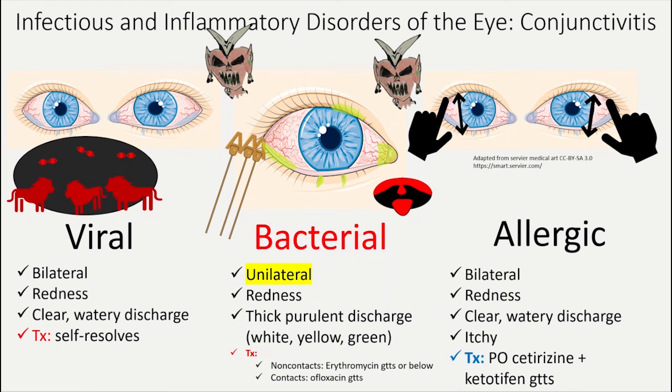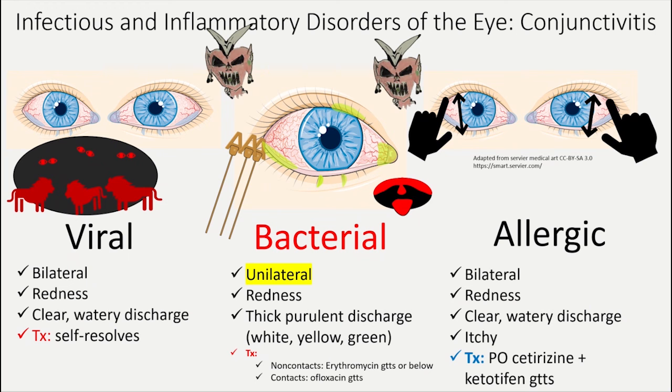Then there's bacterial. Now bacterial, I've made only one eye here because it's unilateral. There's redness. There's also, though, thick purulent discharge, either white, yellow, green, crusting, or discharge. That is bacterial conjunctivitis, as long as there's no vision changes, right? And the treatment for it, if there's non-contact wearers, you can use erythromycin drops, or you can use ofloxacin drops. But the thing is, with contact wearers, you need to use ofloxacin drops because you need pseudomonal coverage.